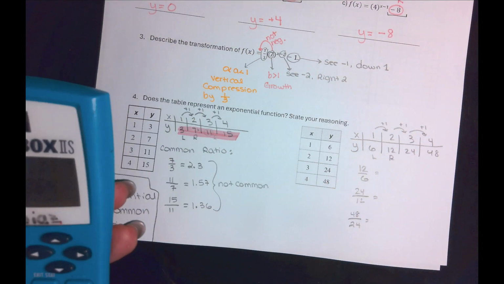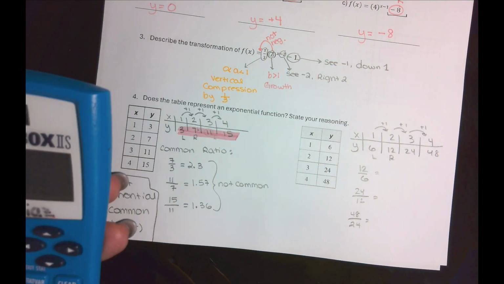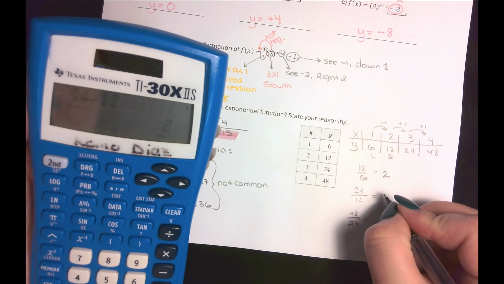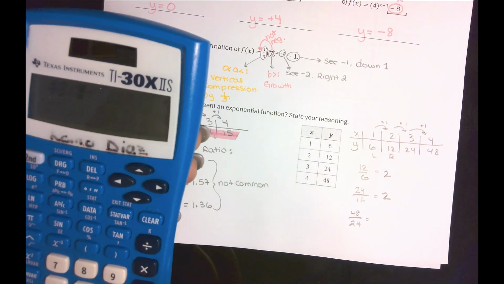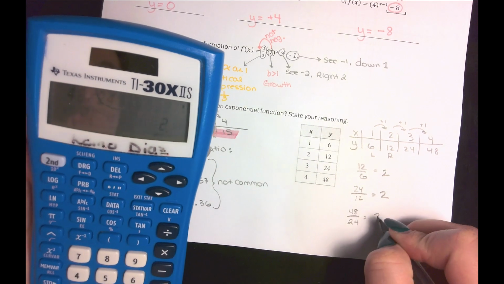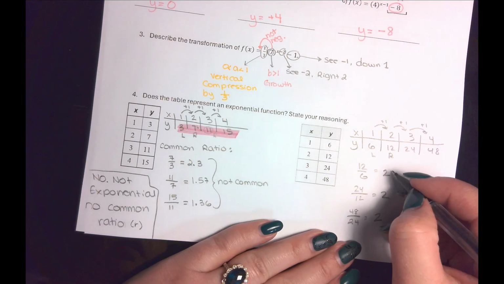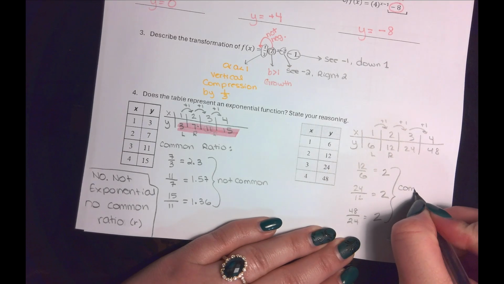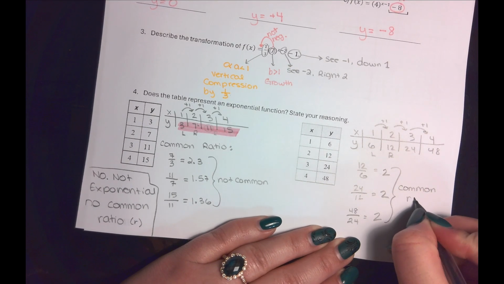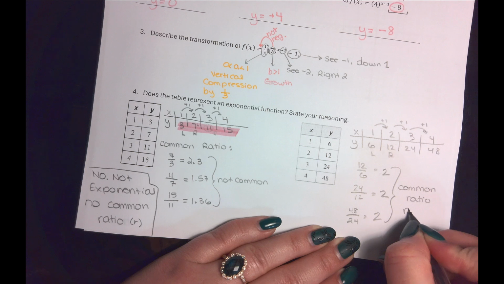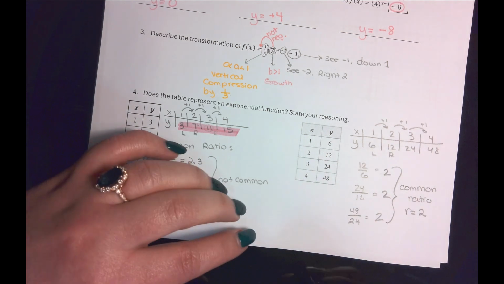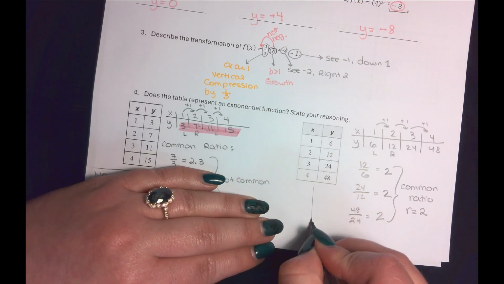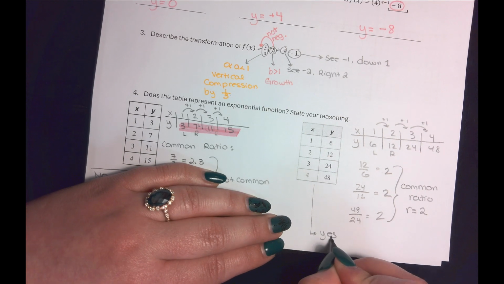We have 12 divided by 6, which is 2. 24 divided by 12, which is 2. 48 divided by 24, which is also 2. So notice here, we do have a common ratio. So our r is 2. So is this table representing an exponential function? This table, yes. Exponential.